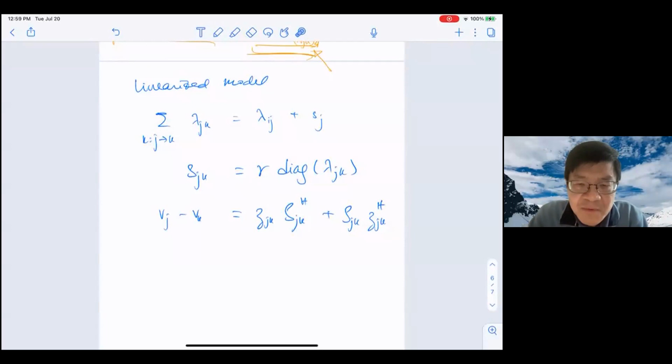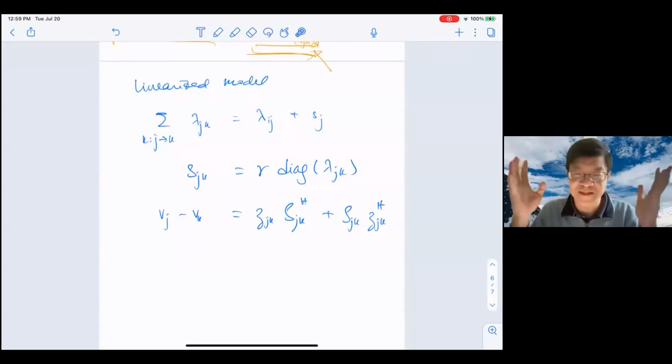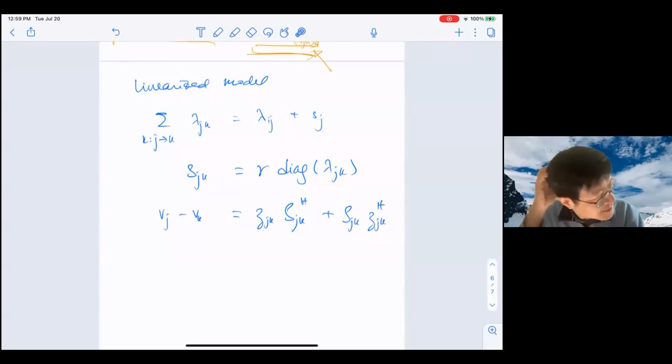Can you please give a good reference for this? Okay, so there's quite a bit of literature on distributed OPF. I don't have one single good reference. There is quite a bit of literature.